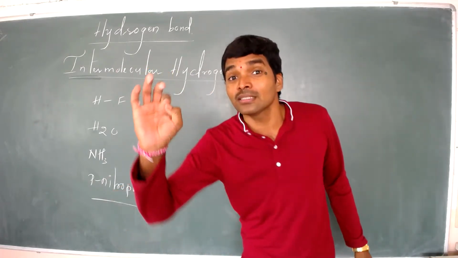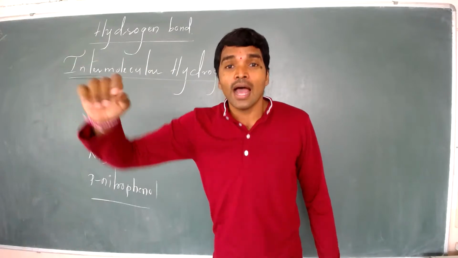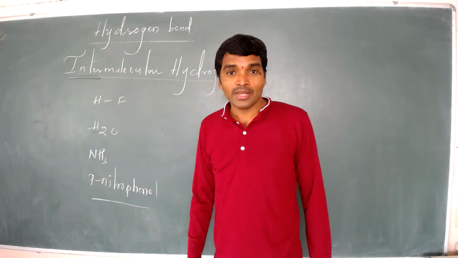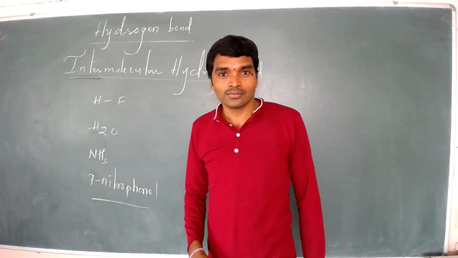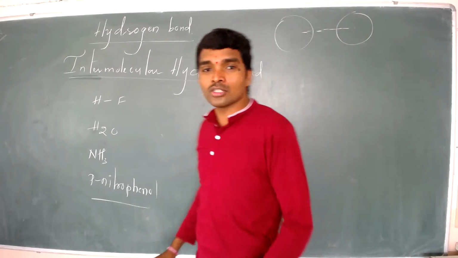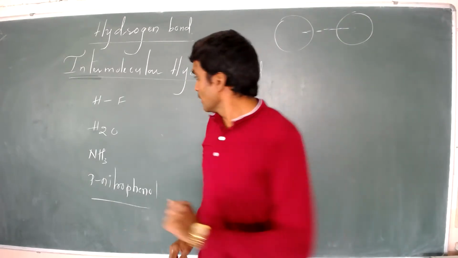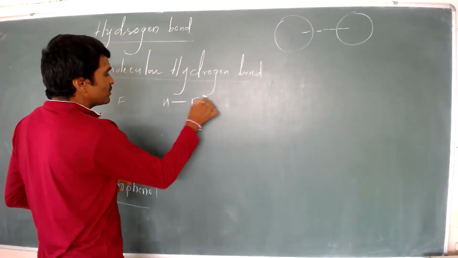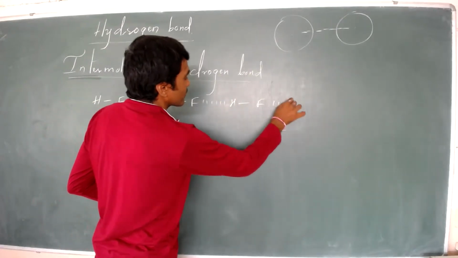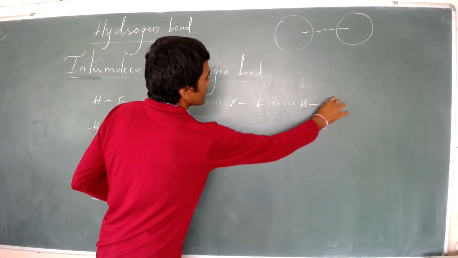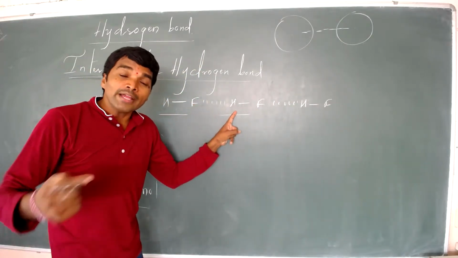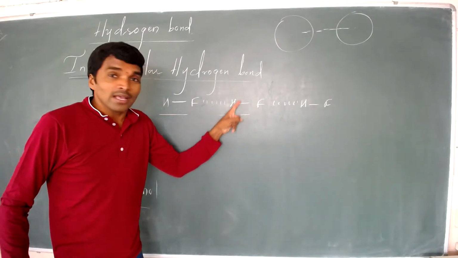Now see, one point to remember: inter means the hydrogen bond formed in between two molecules. This is one molecule, this is another molecule, and in between two molecules the hydrogen bond is formed. Here, for example, the hydrogen bond is formed between an HF molecule and another HF molecule.